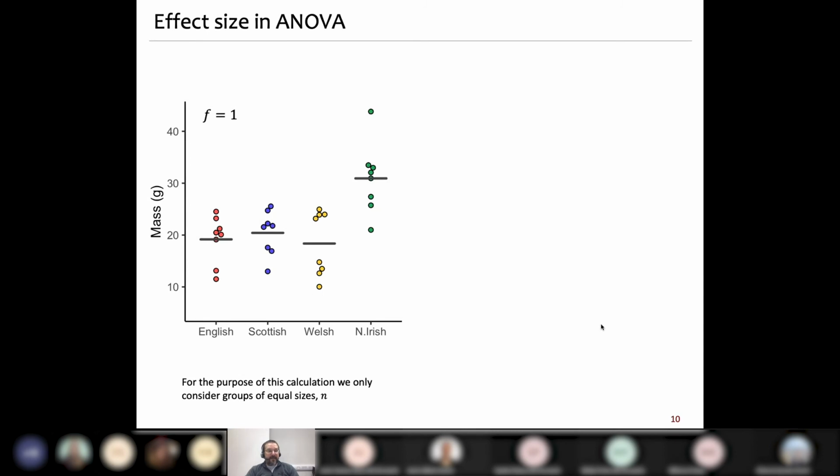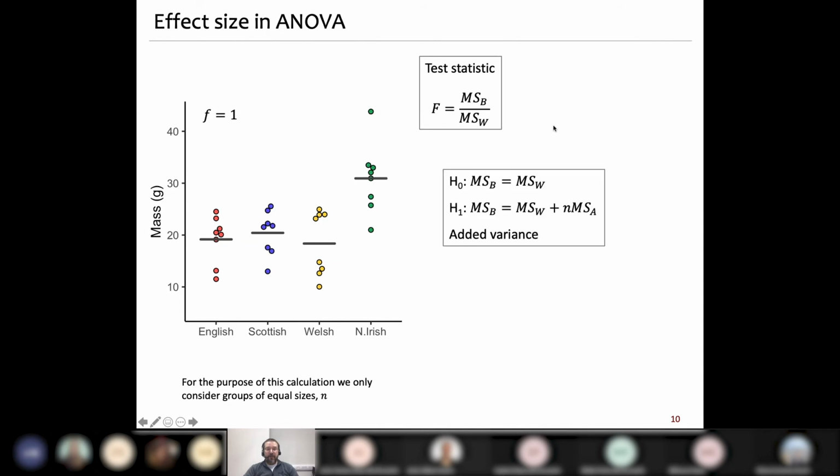Effect size in ANOVA is defined in a little bit more complicated way. We consider this data set of 4 nations of mice. The sample size, for simplicity, is equal in each sample. The test statistic, if you remember from ANOVA, capital F, is the ratio of variances, the between groups variance and within groups variance. And when there is no effect, this F is close to 1.